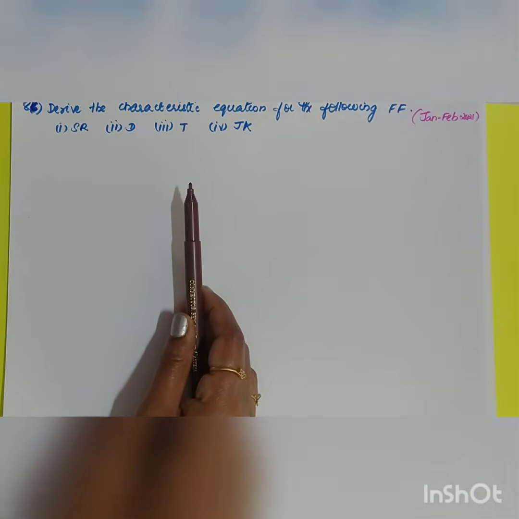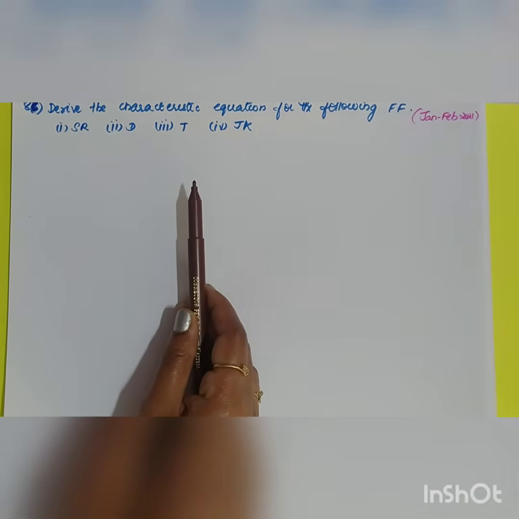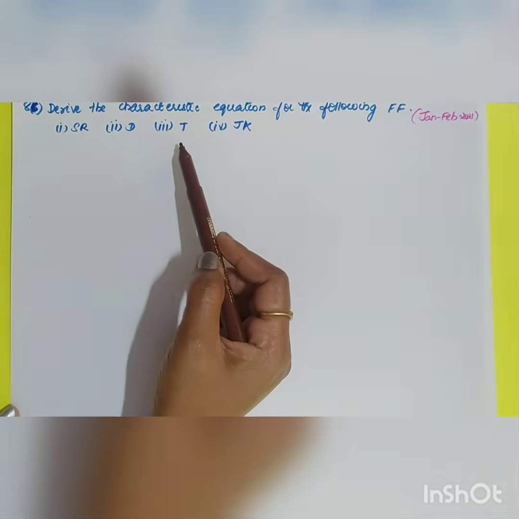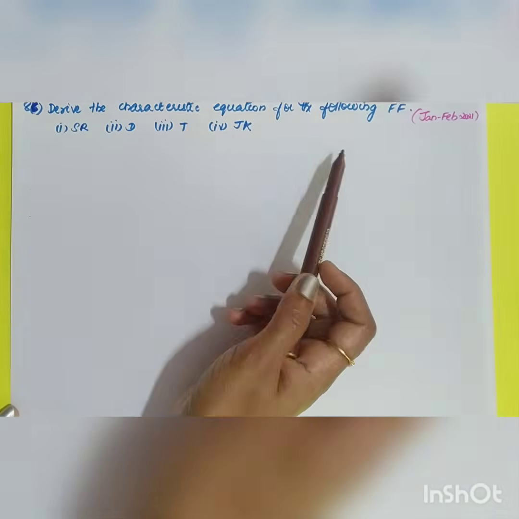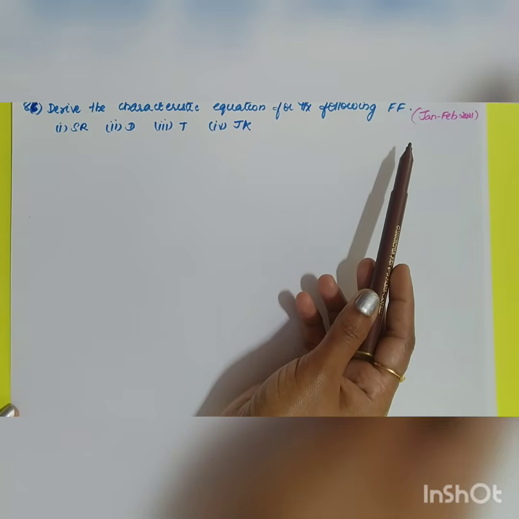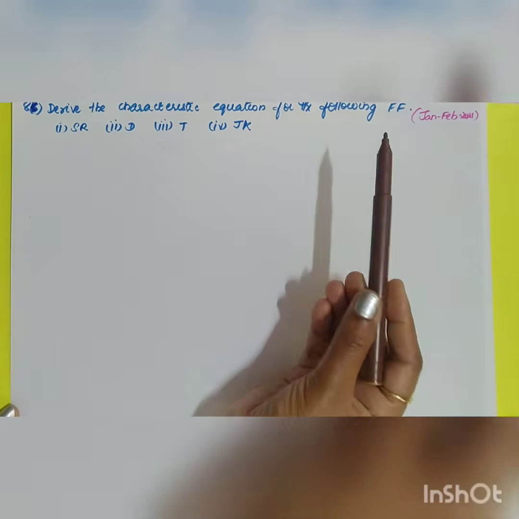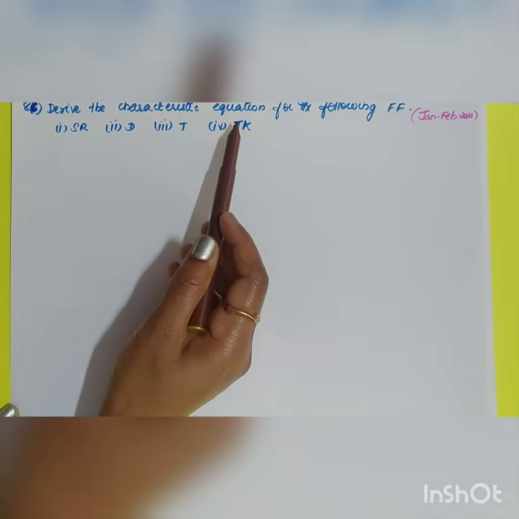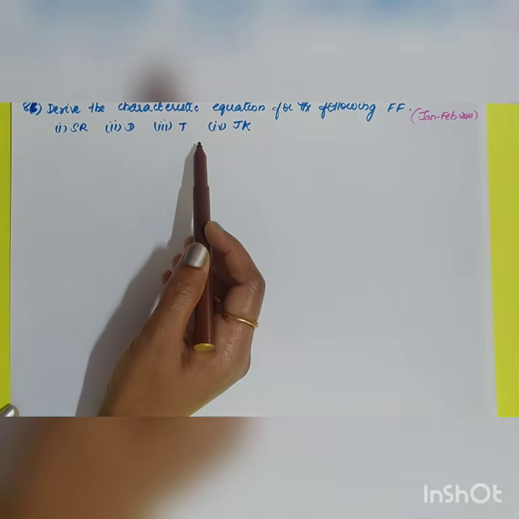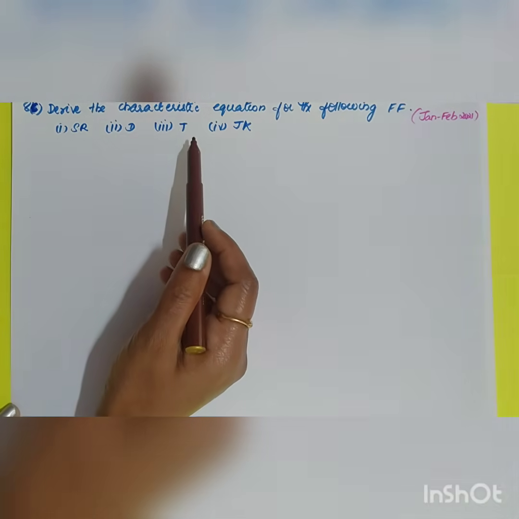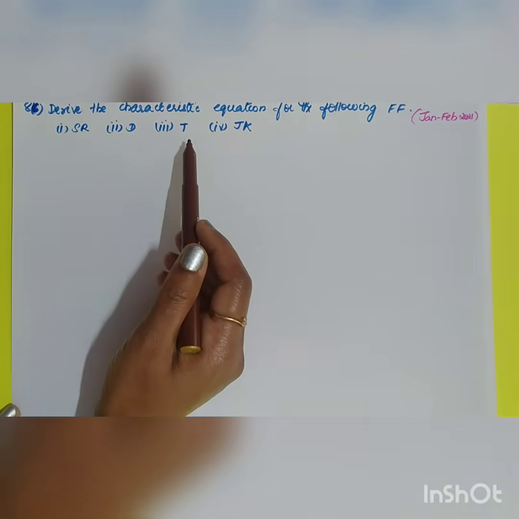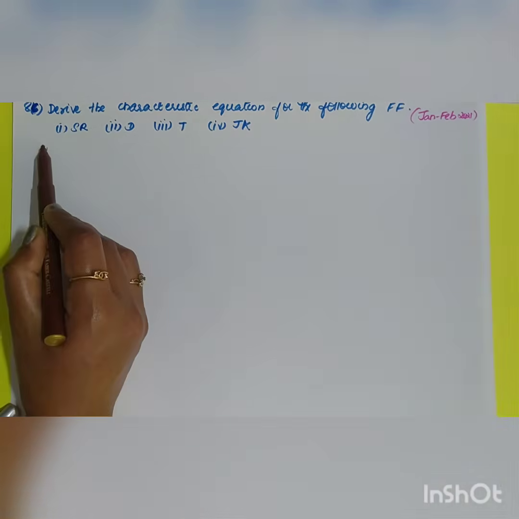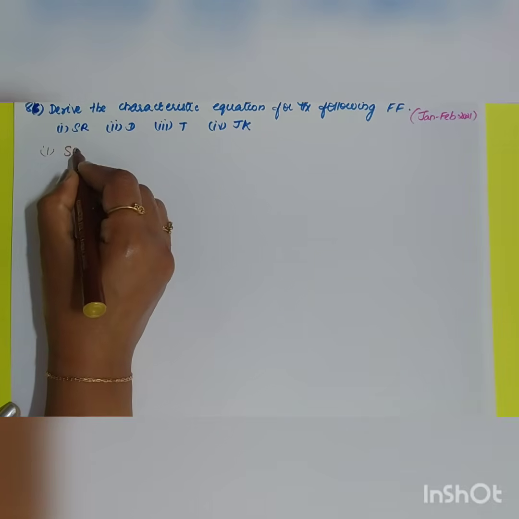Next question is derive the characteristic equation for the following flip-flops. First one is SR flip-flop, second one D flip-flop, third one T, and fourth one is JK, and it is from the question February 2021. Okay. So first, if we want to find out the characteristic equation, we have to draw the truth table and your characteristic table, right? Which gives the information about the inputs, the next state and the present state. So first, let us start with the first one, that is your SR flip-flop.